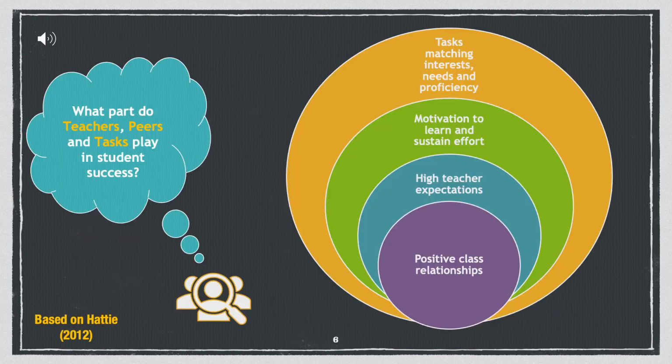So let's go back to Hattie's research. What aspects of the learning environment play a role in successful learning? Positive classroom relationships, high teacher expectations, motivation to learn and sustain effort, and tasks matching interest, needs, and proficiency. So we can see how elements of the environmental challenge and environmental support play a key role in learning.